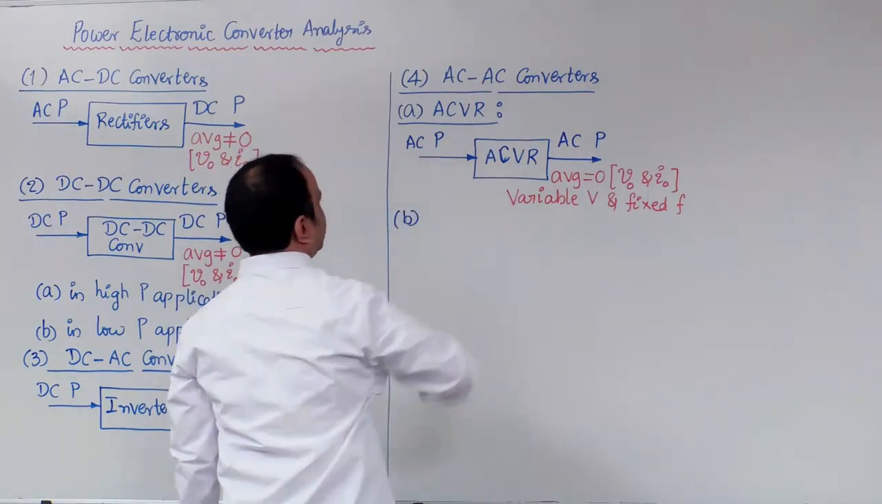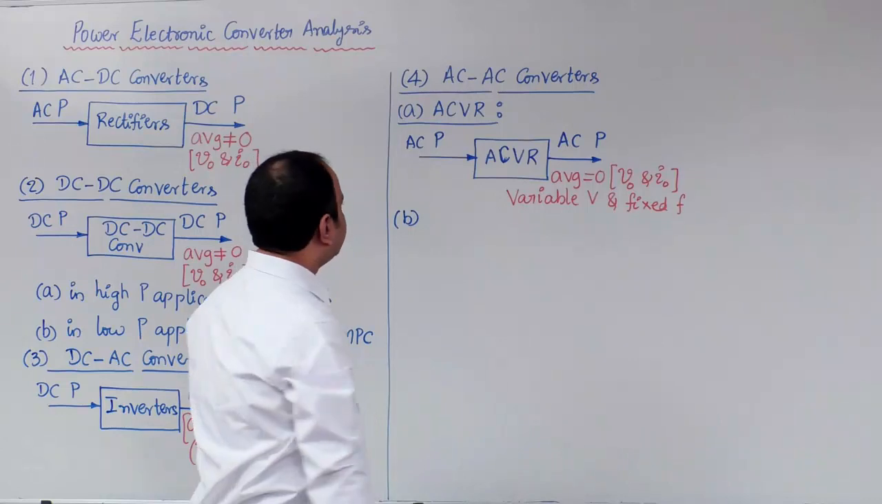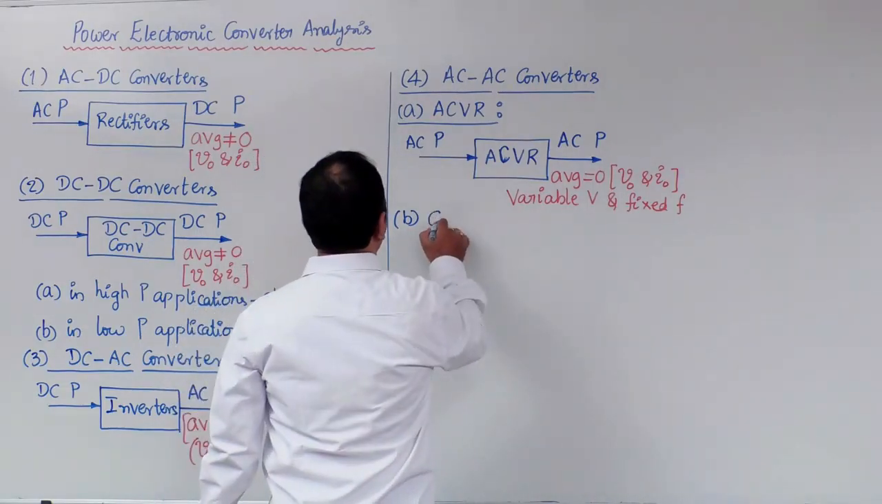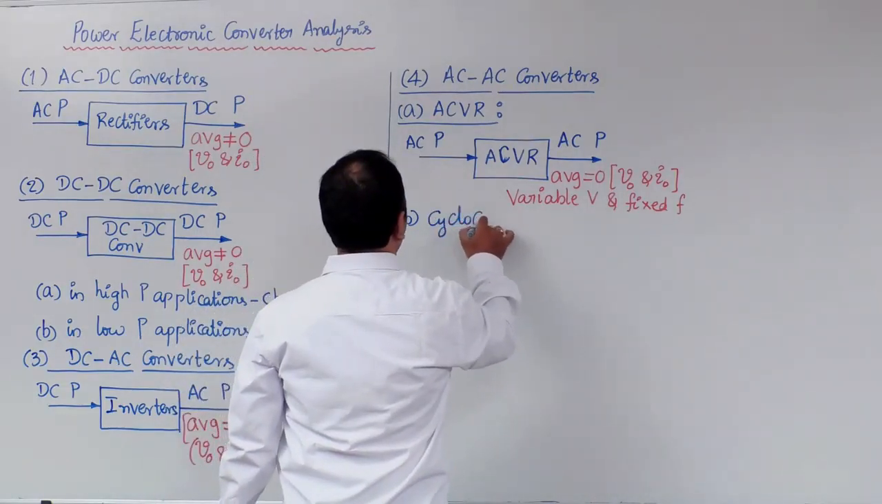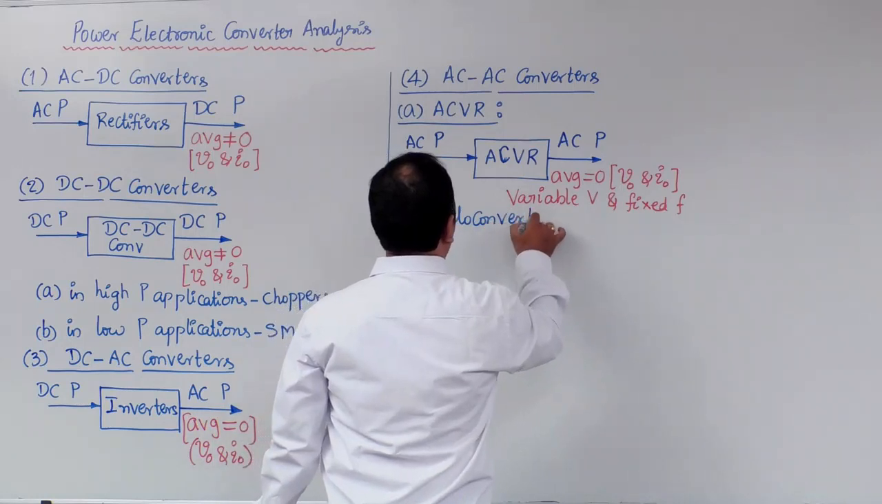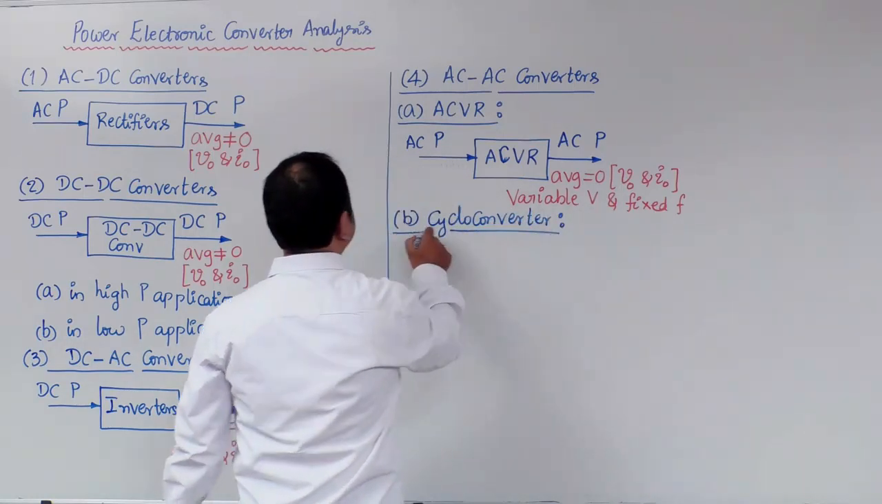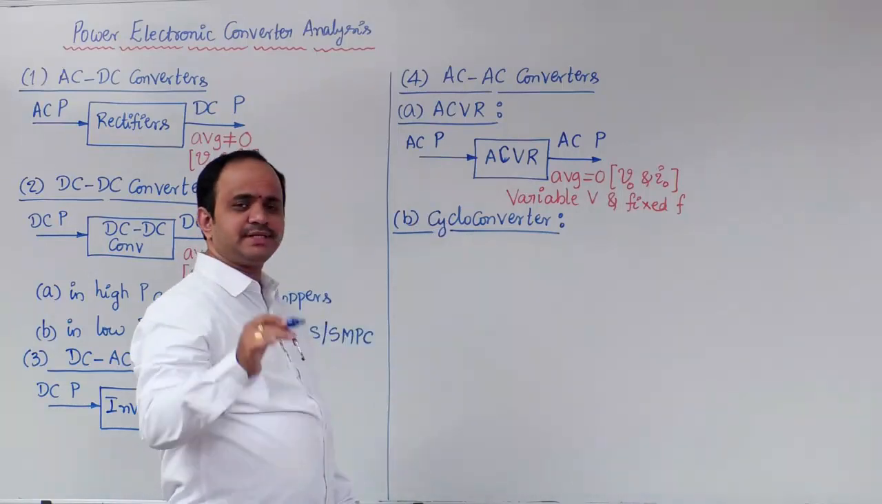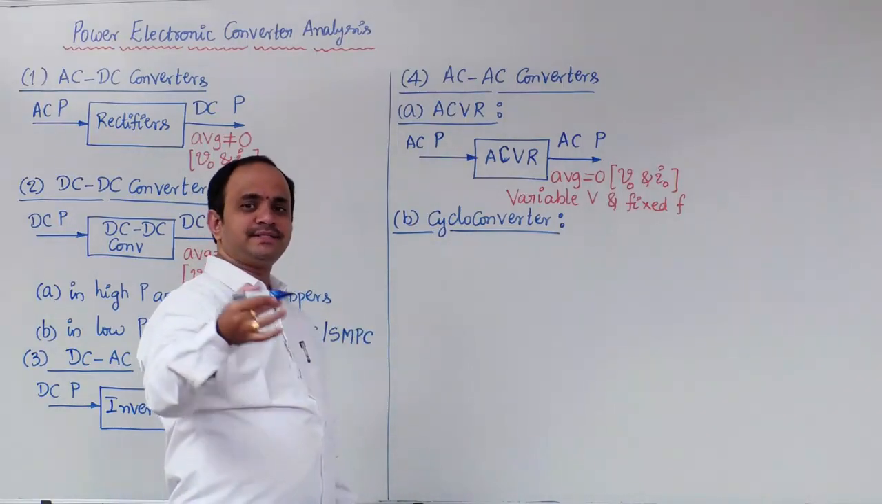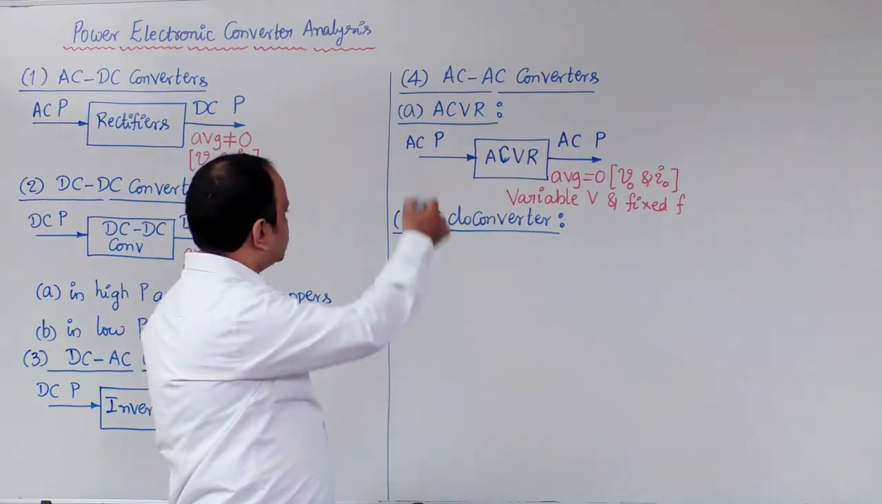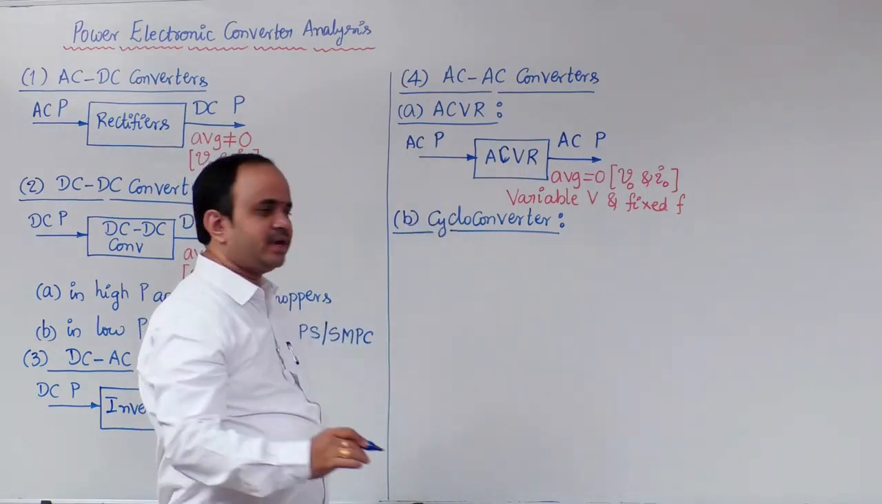Now, the second category in AC to AC converters is the cycloconverter. Now follow carefully here. I am listing out all converters, whether all of these topics are in the syllabus or not, one by one. From the exam point of view, I will tell you. Okay, so this is a classification of all power electronic converters.